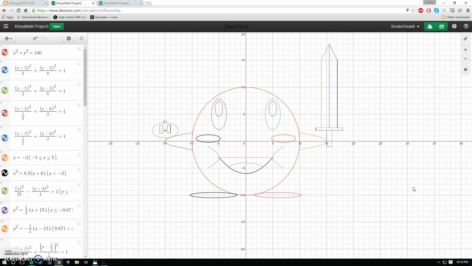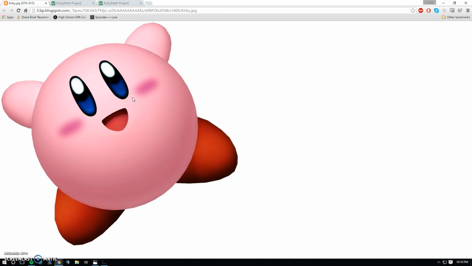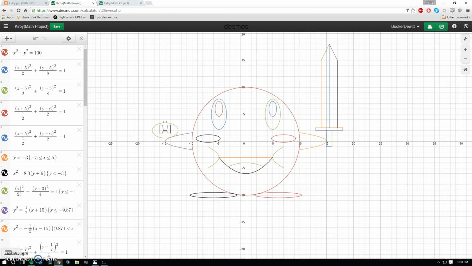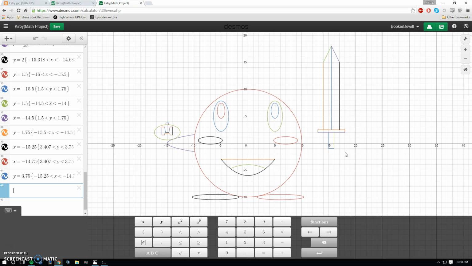I'm Jeremy Marquez, and I'm a student in Mysteries Honors Trig 4th period class, and this is my Conics project. This is the finished product. It's Kirby from the popular video game series. I used to play it when I was younger. So I'll show you how I did the arm and some of his mouth.